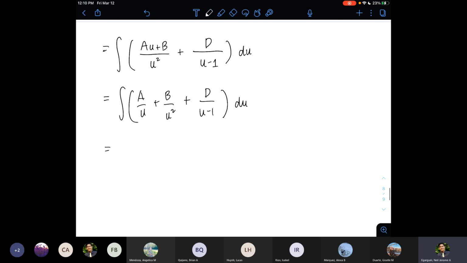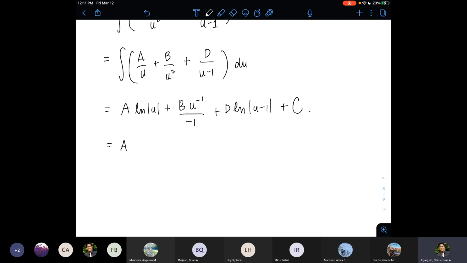But I can integrate nonetheless. So the first one would be a ln of absolute value of u, right? Remember, a over u will have that integral. And then this would be plus b u to the minus 1 over negative 1, because this is b u to the negative 2. This will be its integral, plus d ln of the absolute value of u minus 1, plus the arbitrary constant c. Or you can rewrite it as a ln of the absolute value of u minus b over u plus d ln of u minus 1 plus c.